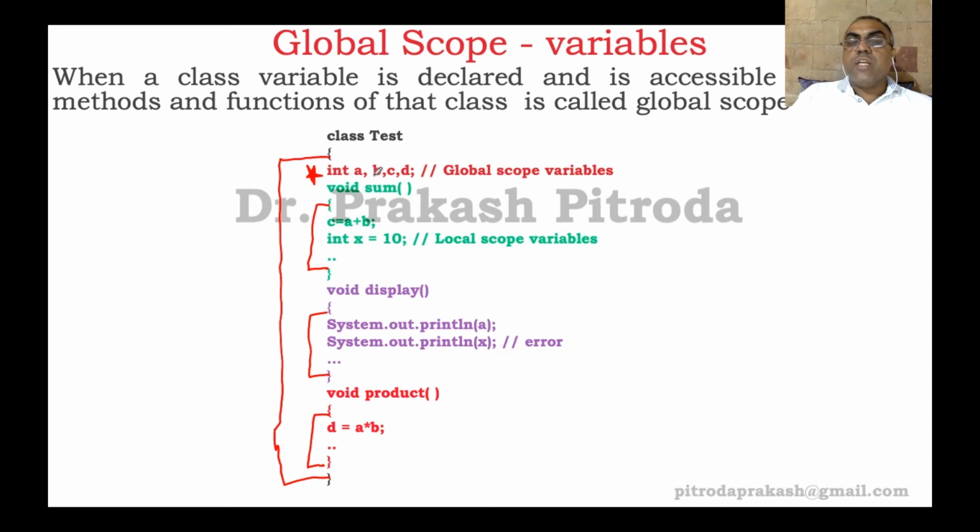The variables which are declared within the class bracket from here to here, they are declared within the class but outside all the functions. We call them global scope variables. Of course, we are going to learn two of them. There are two different types, static and non-static.